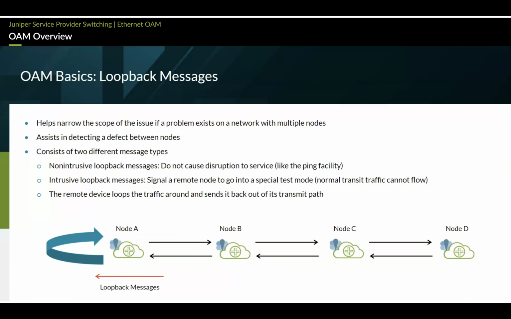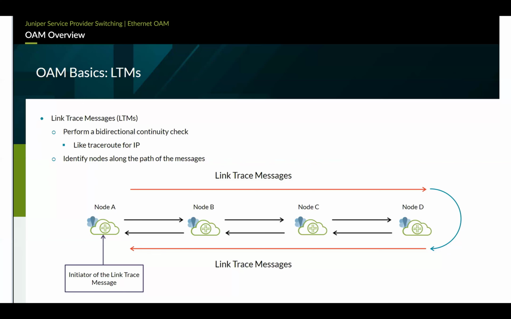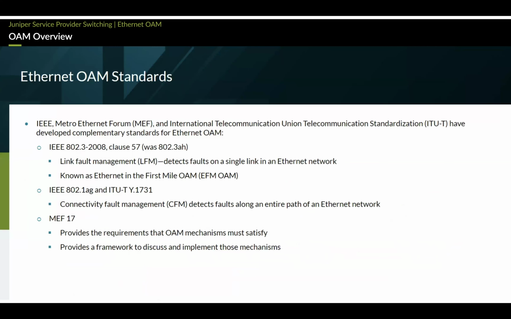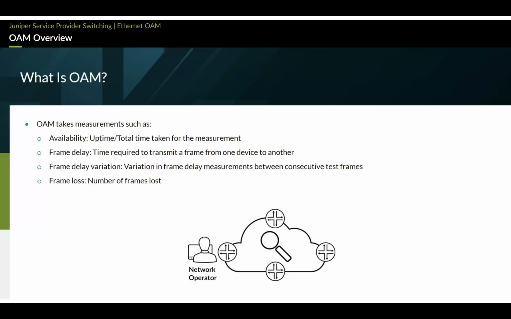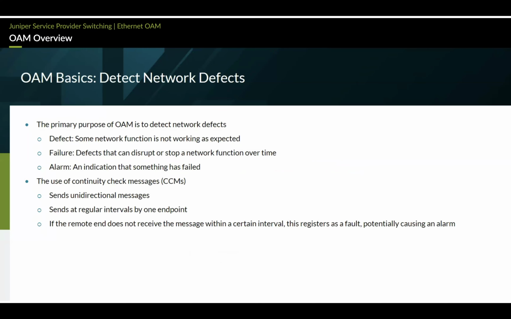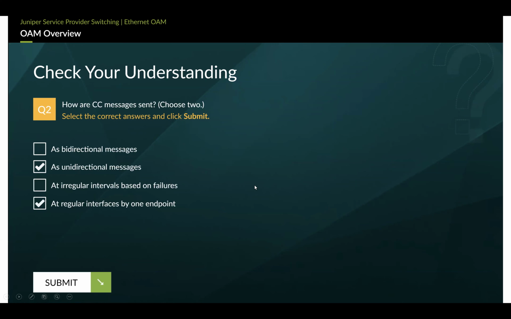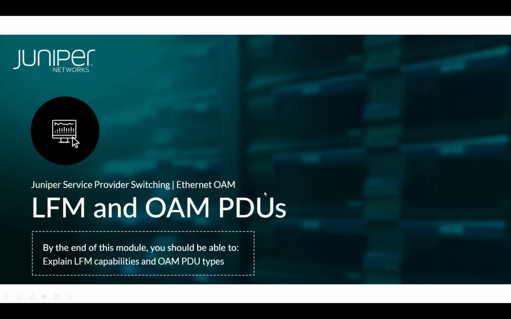We're learning here some basic OAM terms, some messages, some OAM standards, and some OAM measurements. So finally, we're now in the question and answer section. What are the measurements calculated by Ethernet OAM? Frame delay and frame loss. How are CC messages sent? As unidirectional messages at regular intervals by one endpoint.